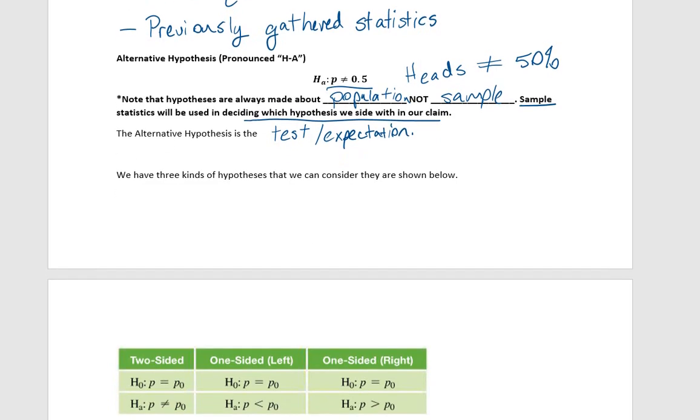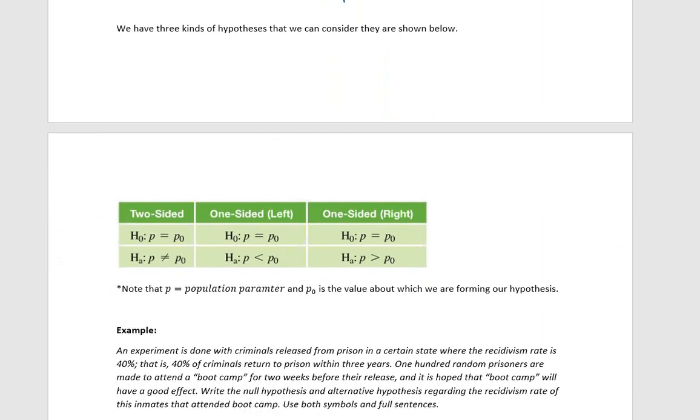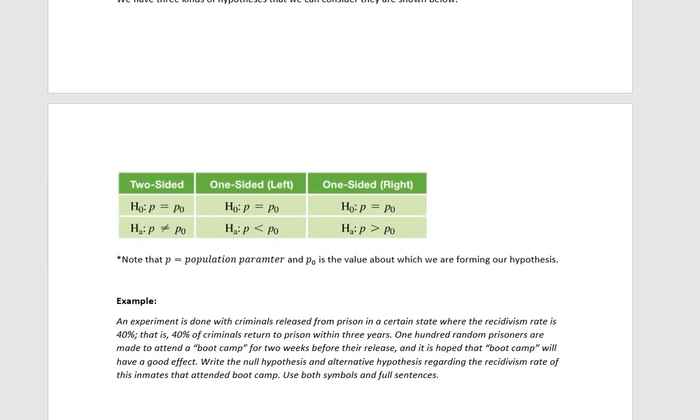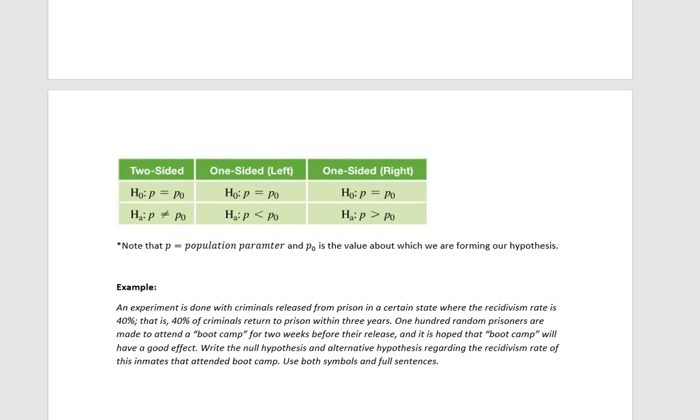Okay, so when we're looking at this, we have three different kinds of hypotheses that we can consider. One is called a two-sided hypothesis. That's where we think the population is just not equal to the new population. Okay? Or we just think that they're different, but we're not sure how. The other alternative hypothesis is that the new population is less than the old population. Or the new population is greater than the old population.